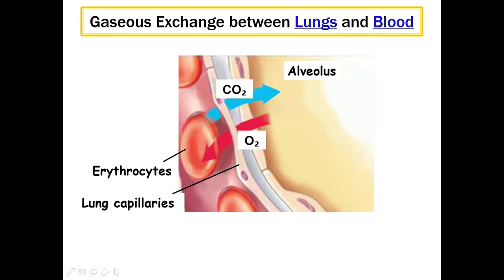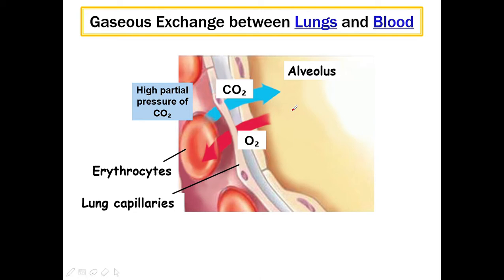So, how does gaseous exchange occur between the lungs and the blood? Let's say the blood moves in this way. So here is the blood that is coming from all parts of the body, so it has high carbon dioxide content. In the lungs, blood that enters the lung capillaries contains a higher pressure of carbon dioxide compared to the alveolus. So carbon dioxide diffuses out from the lung capillaries and into the alveolus.